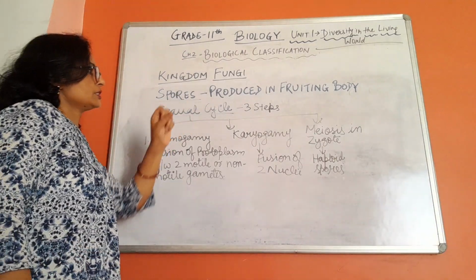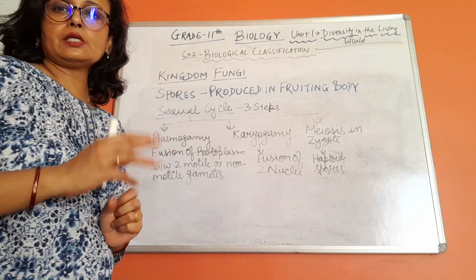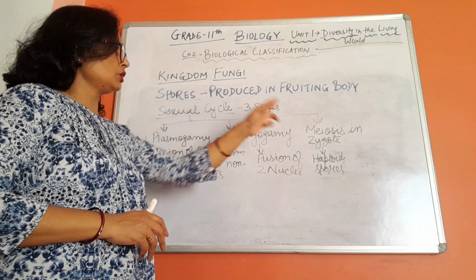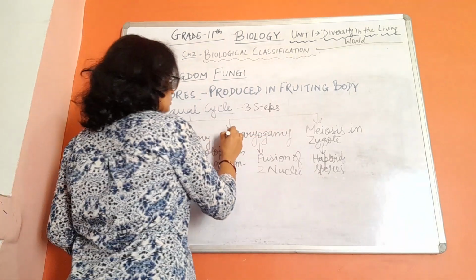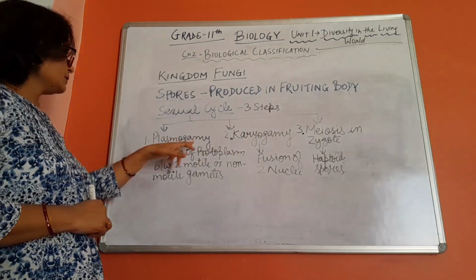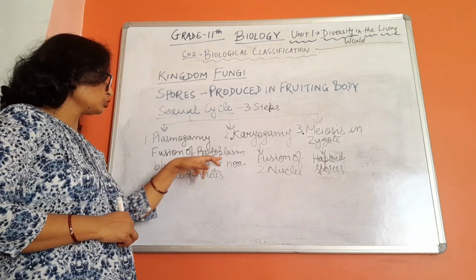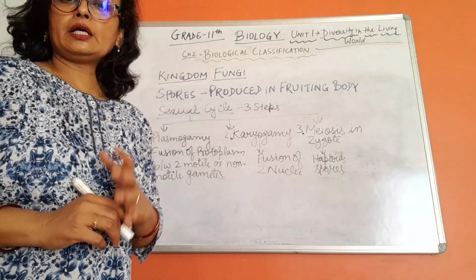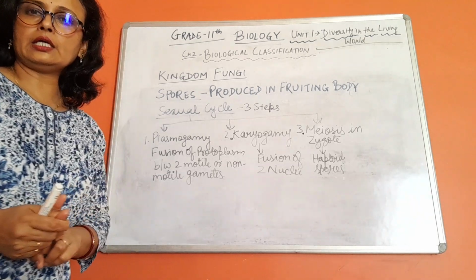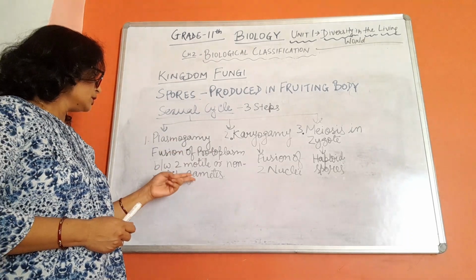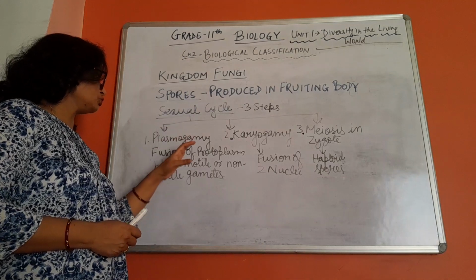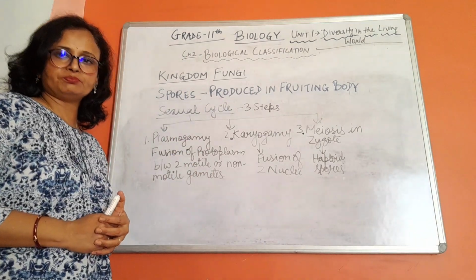Now if we talk about the sexual cycle, there are 3 steps in the sexual reproduction in fungus. First one is plasmogamy, second is karyogamy, third is meiosis in zygote. Now plasmogamy. Plasmogamy is basically fusion of protoplasm between 2 motile or non-motile gametes. The gametes might be motile, that is able to move, or non-motile, that is not able to move. Those 2 gametes, their protoplasms fuse in plasmogamy.